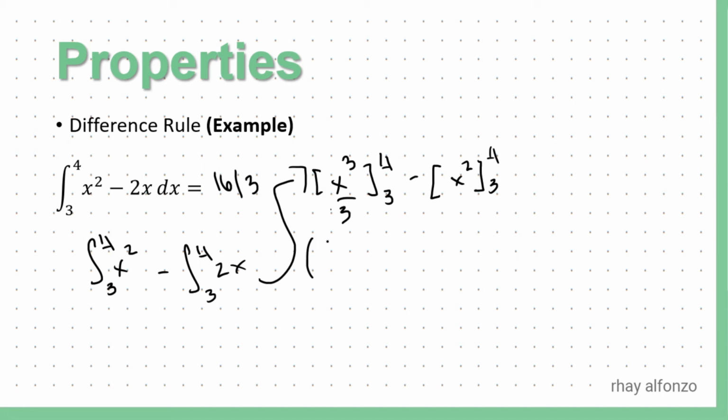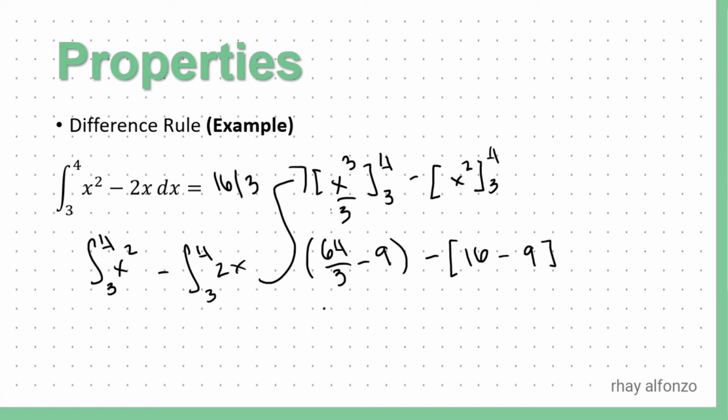We have x cubed over 3 when x is equal to 4, or just equal to 64 over 3, minus x cubed over 3 when x is equal to 3, or 27 over 3, giving us 9. Then we have x squared when x is equal to 4, giving us 16, minus x squared when x is equal to 3, which is 9.